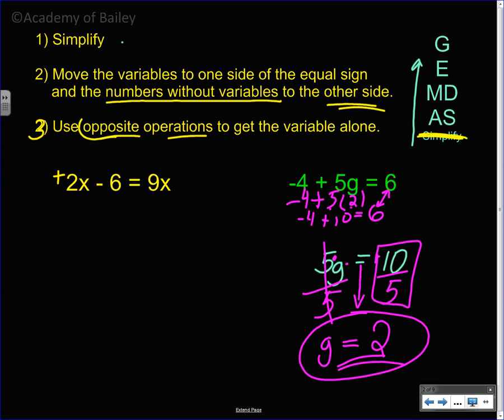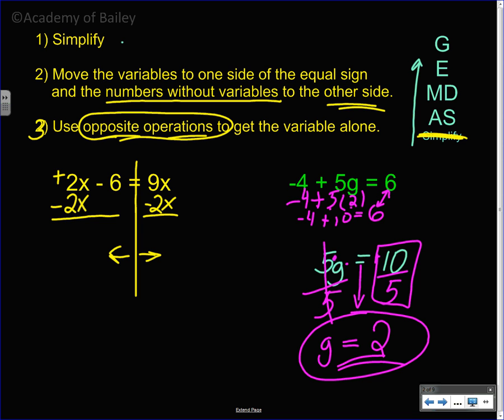This 2x, remember, is a positive 2x. So what is opposite of a positive 2x? That would be a negative 2x. And you have to remember that negative 2x is the same as subtracting 2x. If I subtract 2x from the left side of the equal sign, what do I have to do to the right side? Subtract 2x again. So we subtracted 2x from both sides of the equal sign.